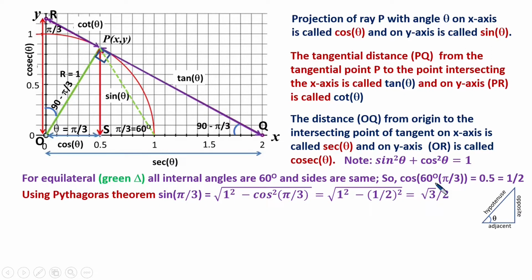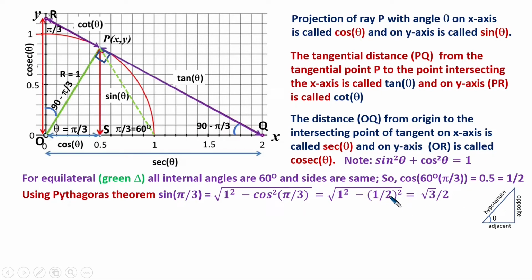And now once I have said that sin square theta plus cos square theta is 1, this condition is always valid for the right angle triangle. So using Pythagoras theorem, I can write that sin theta is nothing but the square root of 1 minus cos square theta, because this is square. So I write here square root of 1 minus cos square of pi by 3, and I know cos of pi by 3 is half, so I write here half square.